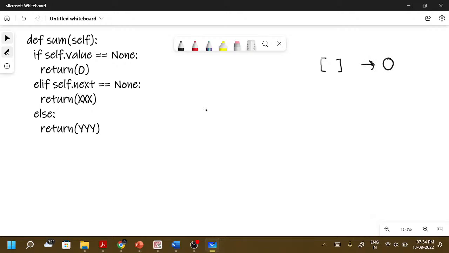Now when self.next is none, say I have a list of 1, 2, or just 1. Let's just make it 1. We have a list of just one element. At the first element, it has taken that sum, just 1, and self.next is none, so there is no other value. So what should it return? Self is now actually 1. So what should it return?